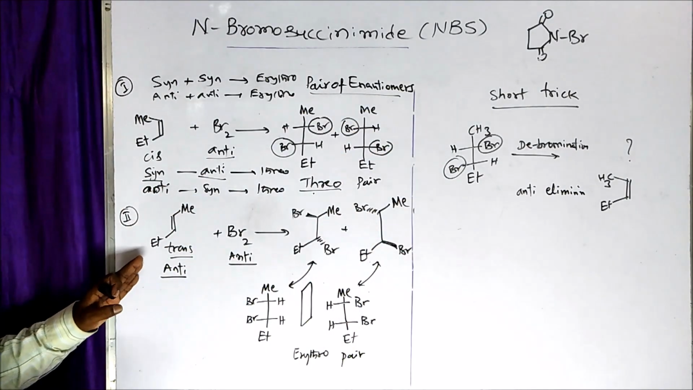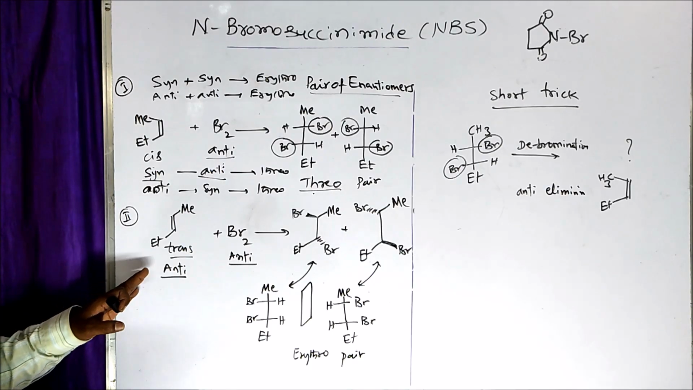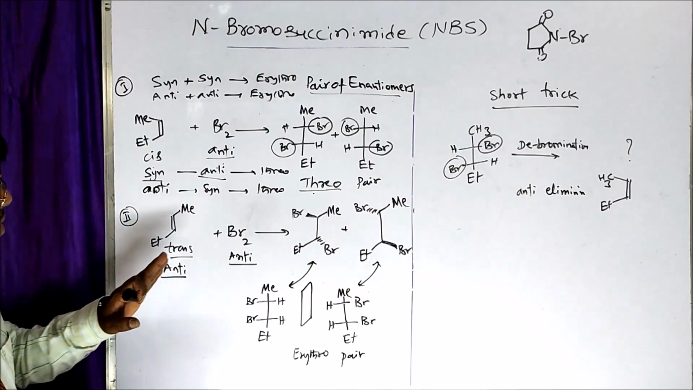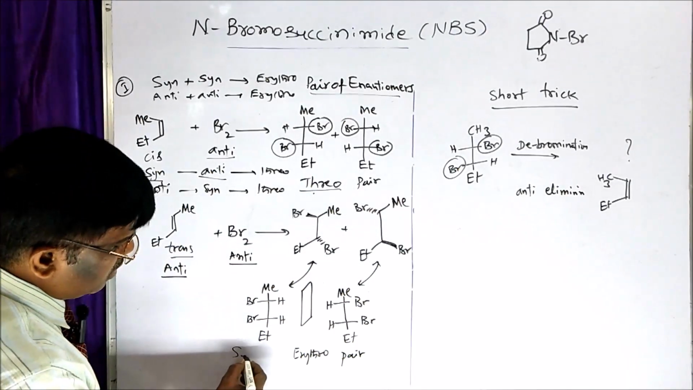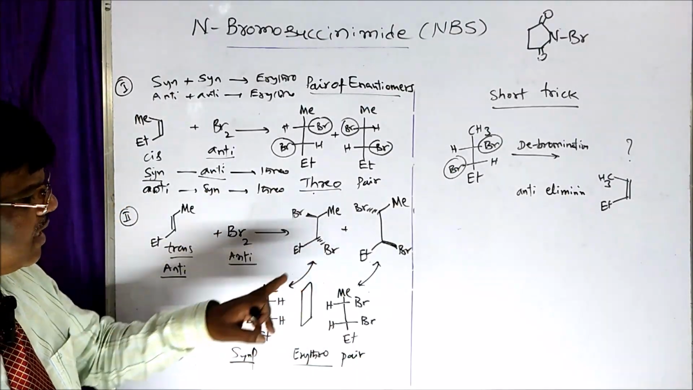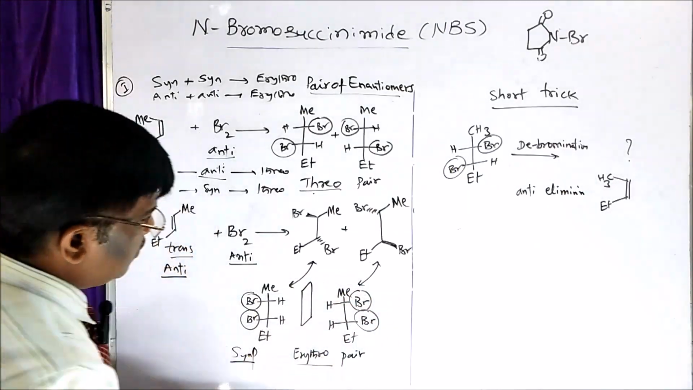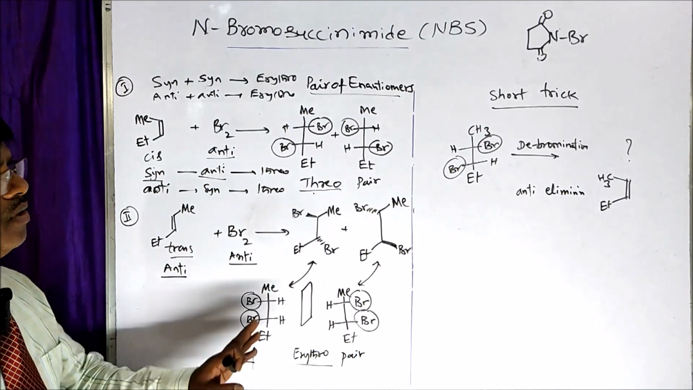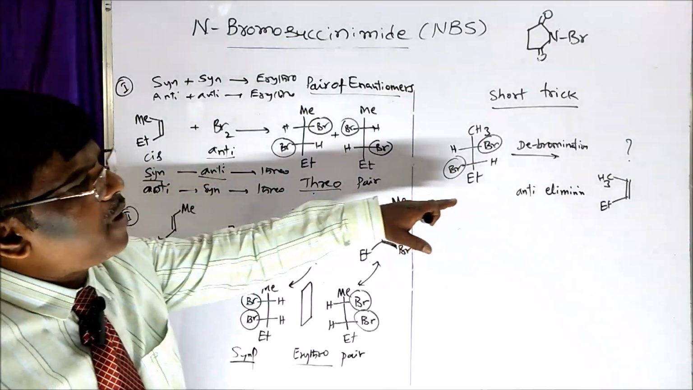Similarly, if I take the trans starting material, trans 2-pentene, right? So trans 2-pentene upon bromination, that is anti-bromination, gives a syn product or erythro, a pair of erythro isomers. So this is the syn isomer. So bromine is on the same side. So these two are mirror images, a pair of enantiomers. So this addition product you can back check also.